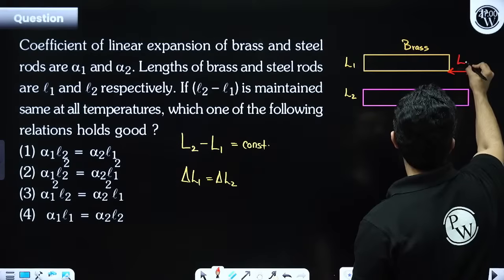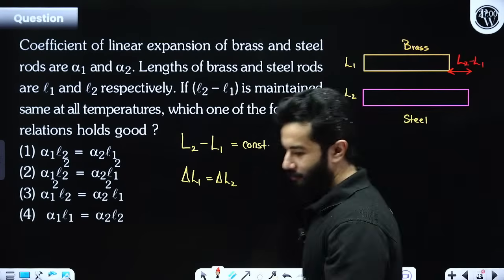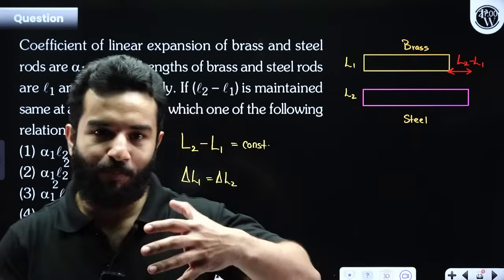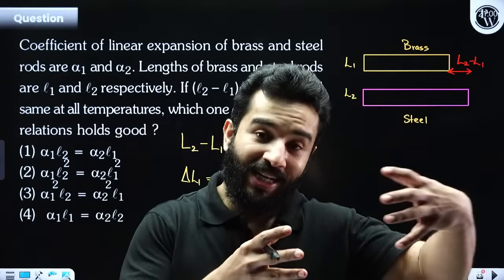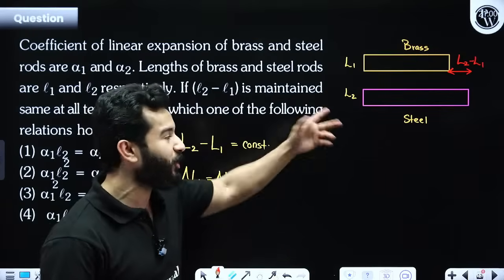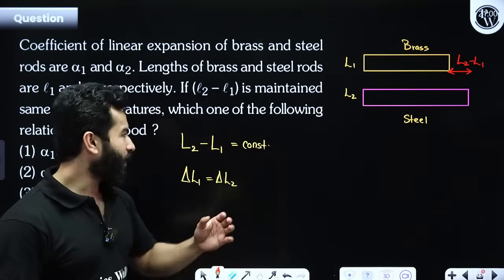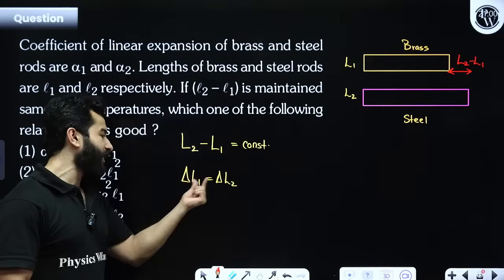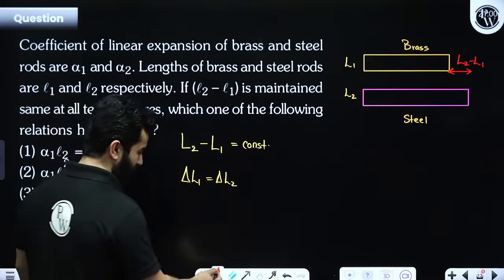This L2 minus L1 remains the same. That means if, suppose after any temperature change brass extends by some units, then the second rod should also extend by the same units, else L2 minus L1 will change. So we have to keep this constant, which means that delta L1 and delta L2 must be the same.